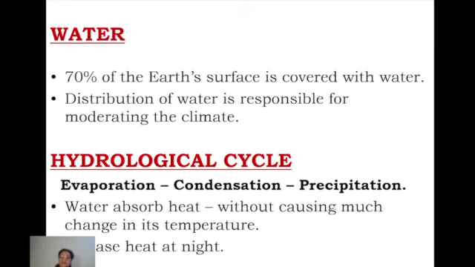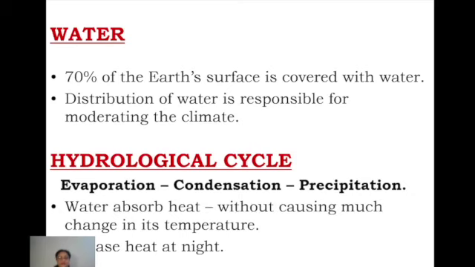Now water absorbs heat without causing much change in the temperature of earth, right, or the temperature of water itself. It keeps on absorbing heat more and more, and it releases heat at night.